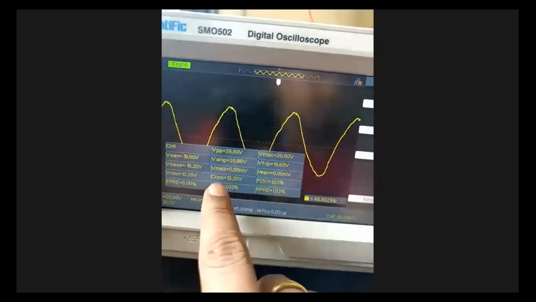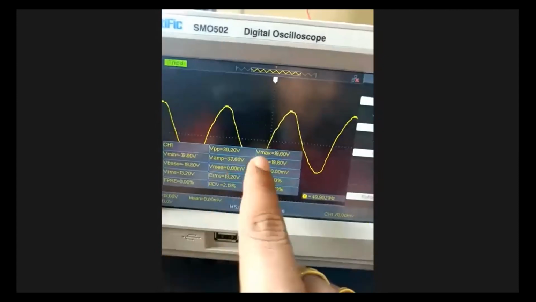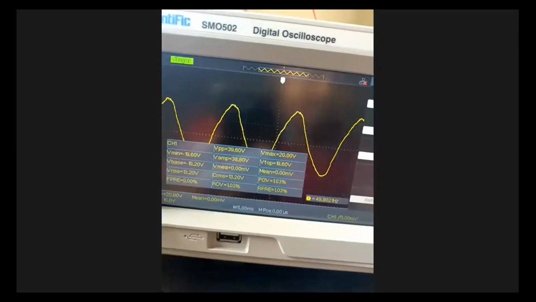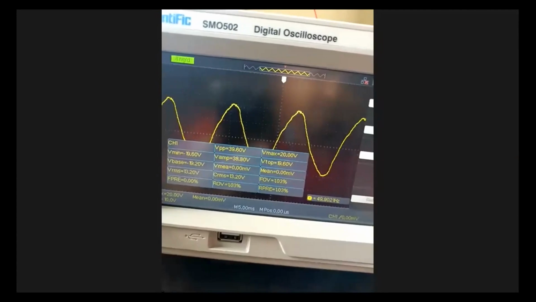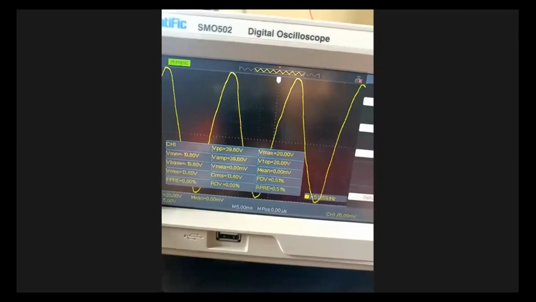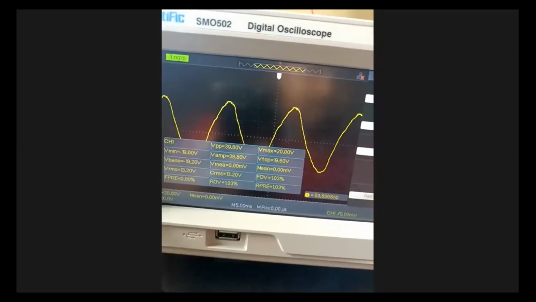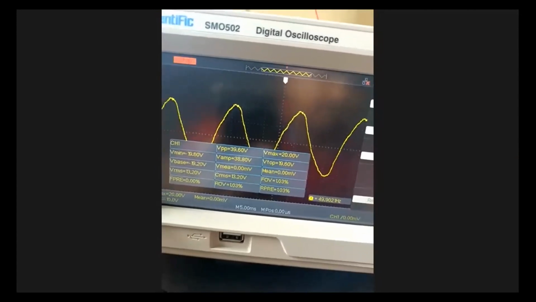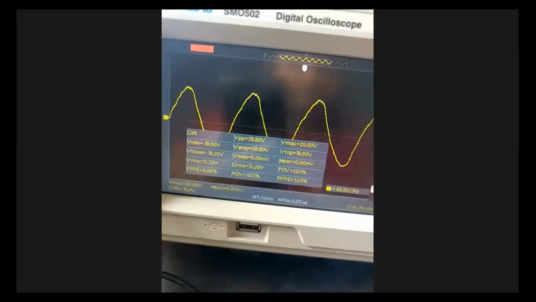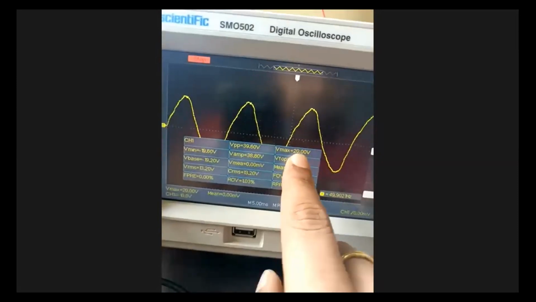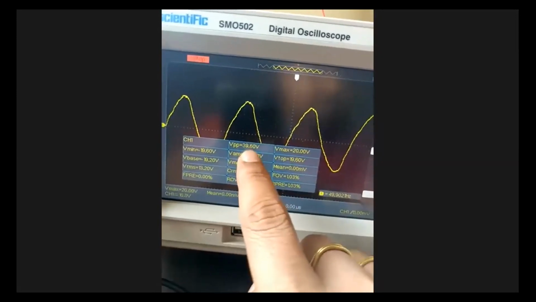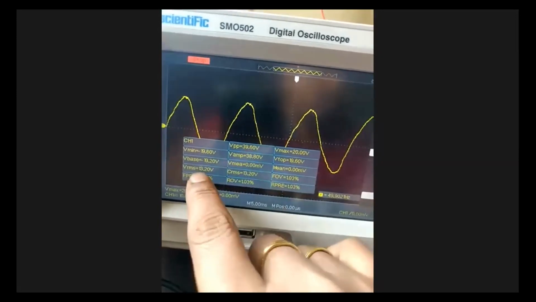Then VRMS, and Vmax here now. See, 19.6. It is moving now, changing. Just a minute. I will stop this one here. You note down the value of VP. VP is 20 volts. VPP is 39.6, approximately 40, you write down, peak to peak. VRMS is equal to 13.2 here.